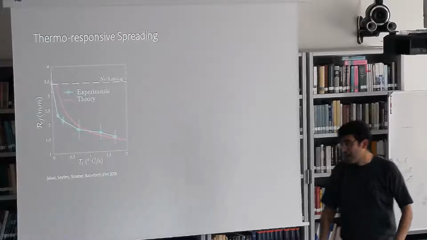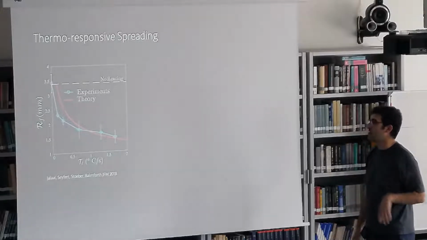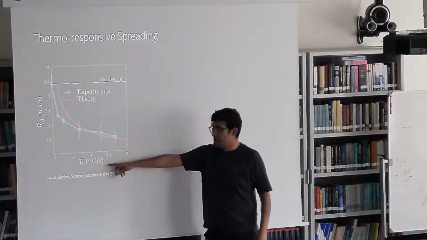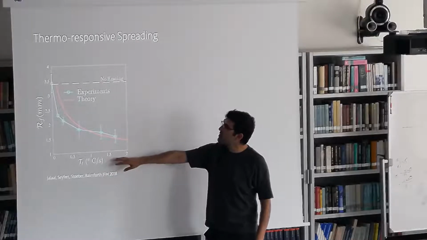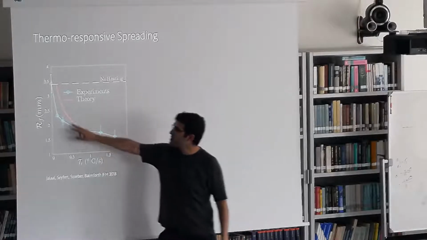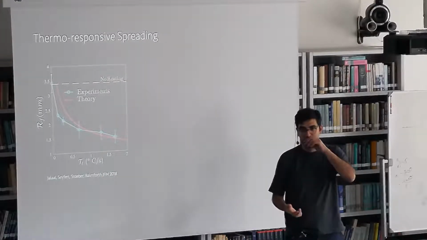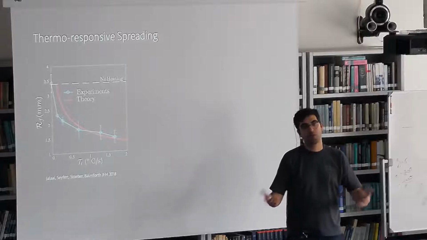Okay, so back to the main question I raised. Can we control the final radius as a function of temperature? So here's a temperature rate. And here our experimental result is again very easy. You increase the rate of heating higher, and you stop the droplet from spreading sooner.